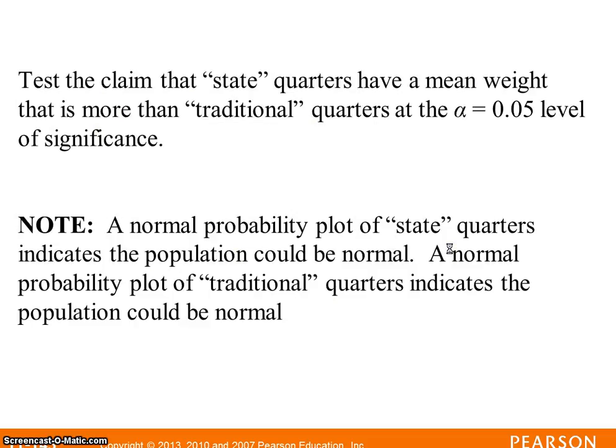We want to test the claim that state quarters have a mean weight that is greater than traditional quarters at the 0.05 level of significance. So this should be a right-tailed test. And you have to check to make sure that the populations are normal, since the sample sizes are smaller than 30 in this case. That's not anything you'll have to worry about, as that information should be given to you.